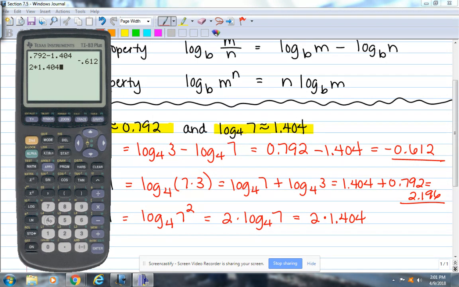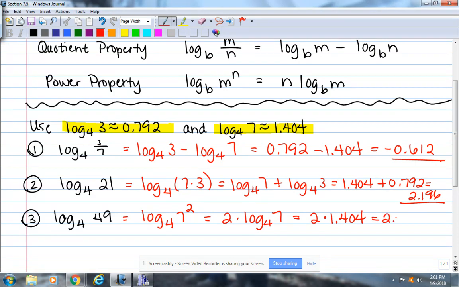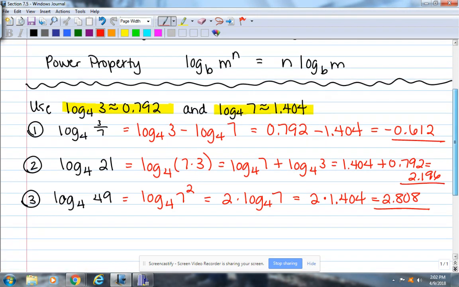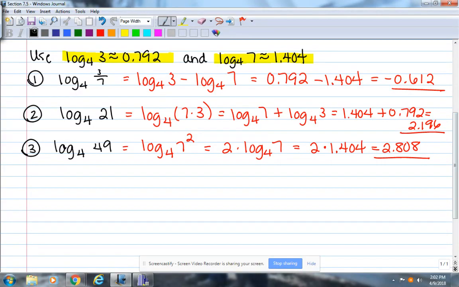2.808. Any questions about those? It's just all about using those properties. Okay, so here's another set of them. They're going to give us some more decimals.